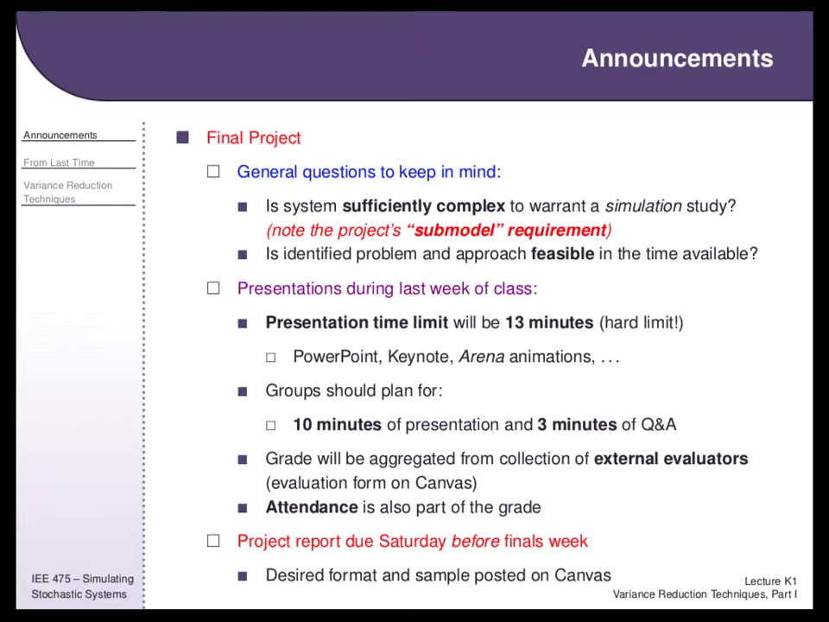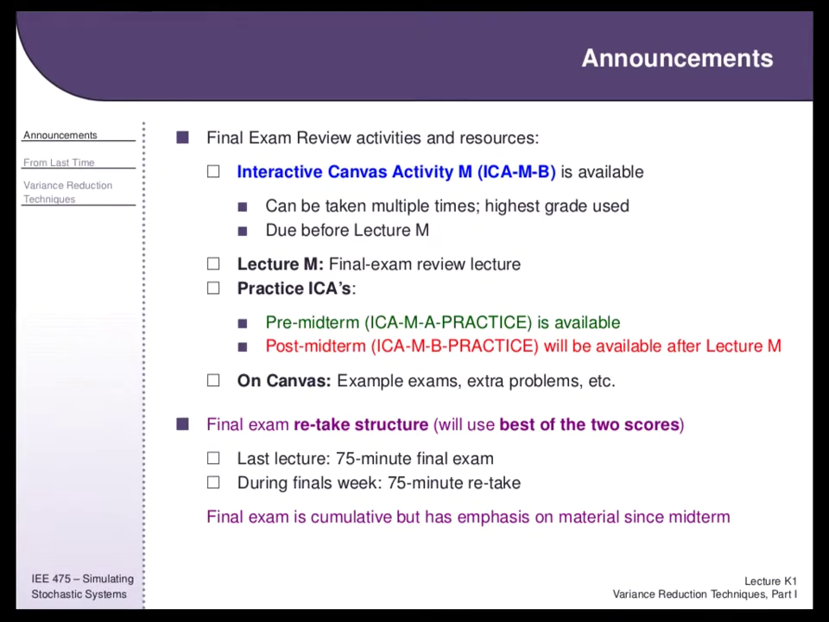Then the project report is due the Saturday before finals week, and then the last deliverables we have to worry about that are non-report related. There's this ICA, this review ICA. You can take it as many times as you want. Then we'll have lecture M, which is the Tuesday before the final. And then the first final is on Thursday, and I'm going to try to turn those around, and if Scantron is behaving, then before the Tuesday of finals week, you'll hopefully have your scores in hand and decide if you'd like to take this one.